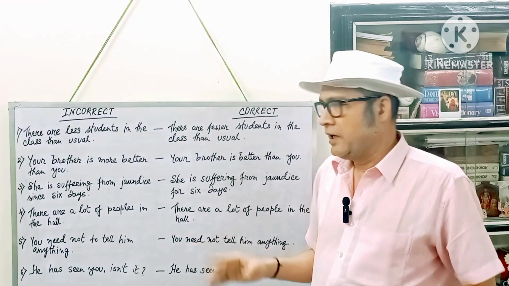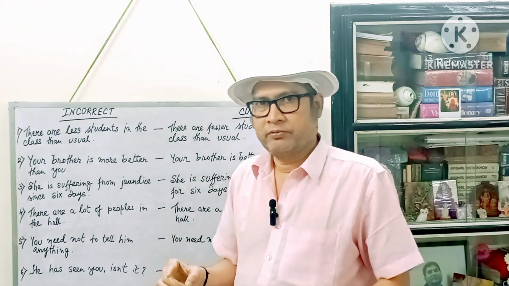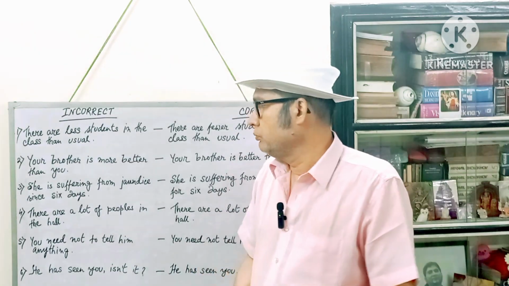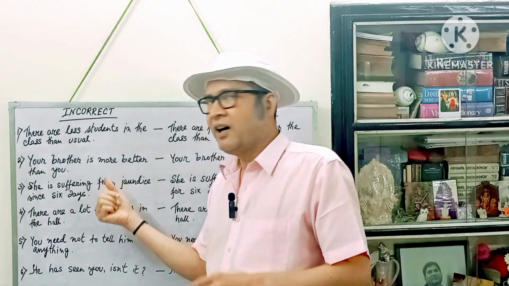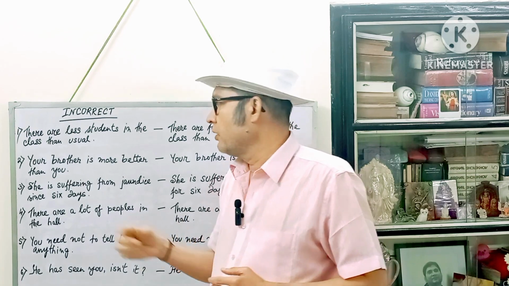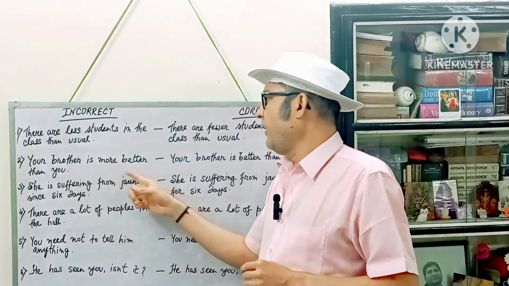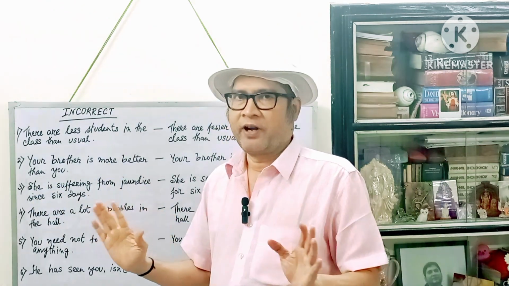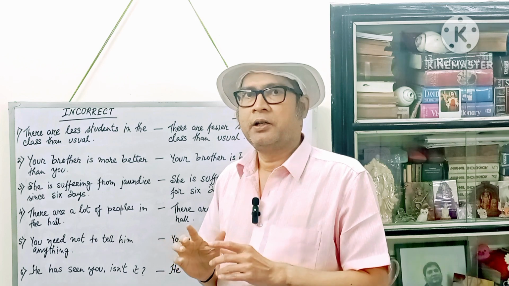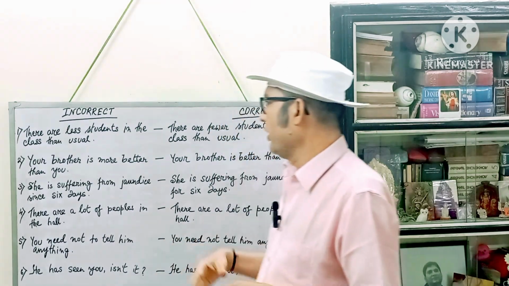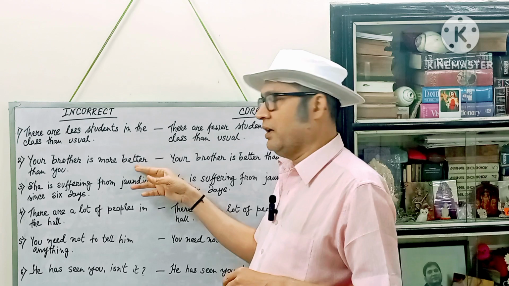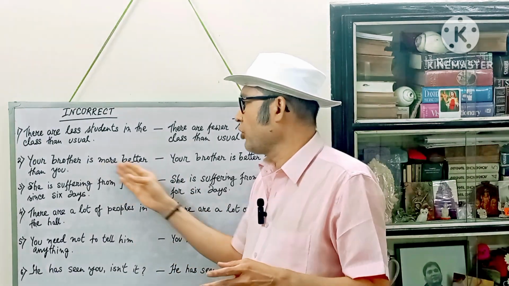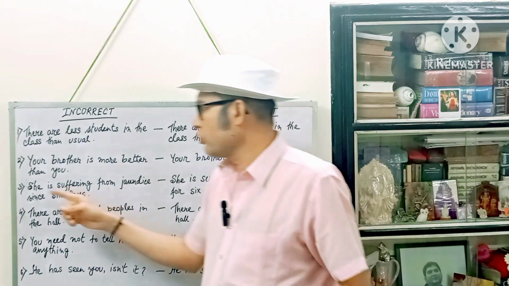So is it clear? Now, if you insist that you want to use a word before better, then you may use far. For example, your brother is far better than you. Not more better. Far better is all right. There is no problem, because far itself is not a comparative word. So if you want, you can use far before better, but do not use more in a sentence of this sort. Let's move on to number three.